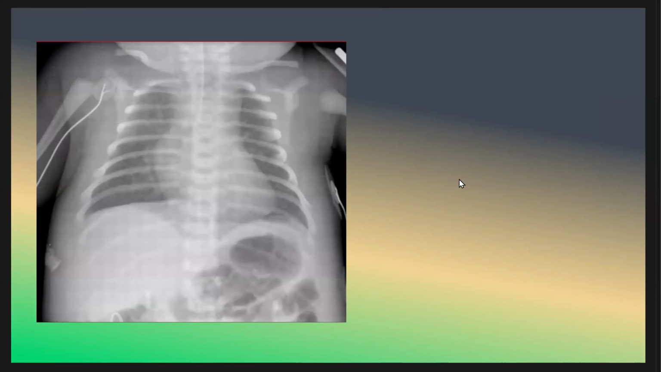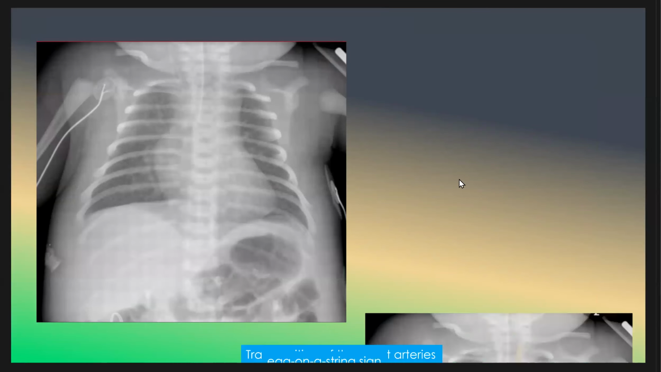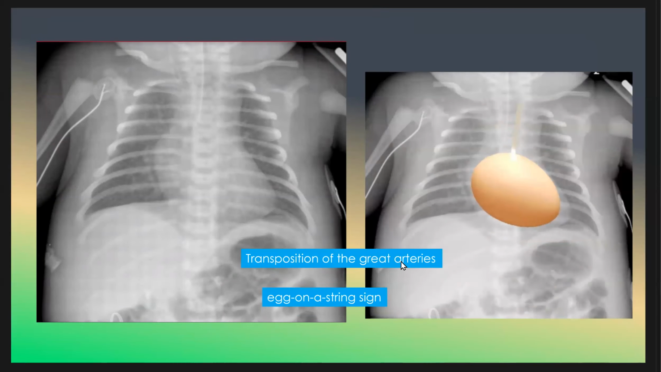The last case, we have a patient with transposition of the great arteries, and this is the egg on string sign.